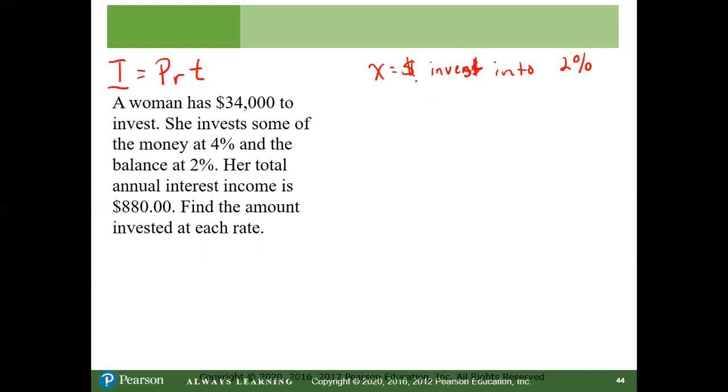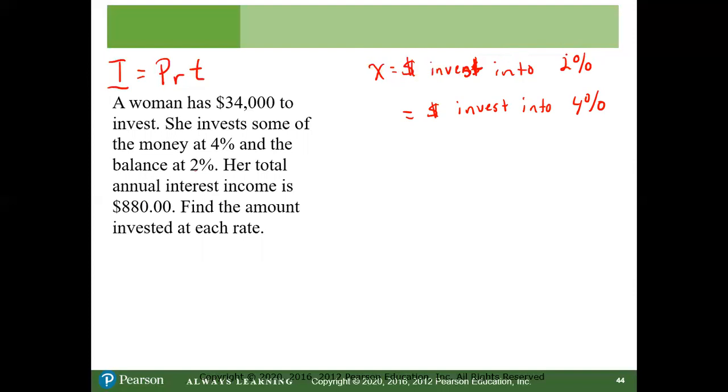All right, so the amount of money that she's putting into the 2% account, which means the rest of the money is going into the 4% account. So we've got to figure out how much money is being invested into the 4% account. Remember, we can only use one variable here. So we have X amount of dollars going into the 2% account.